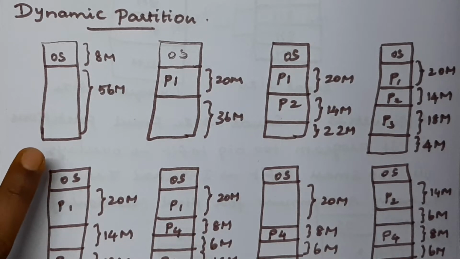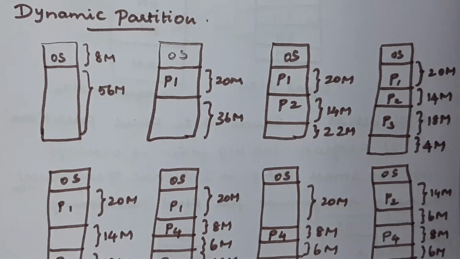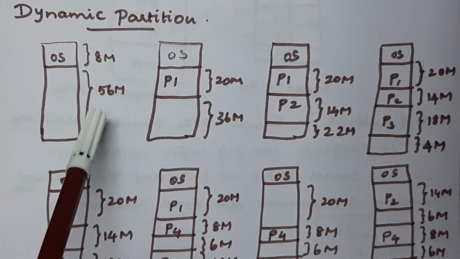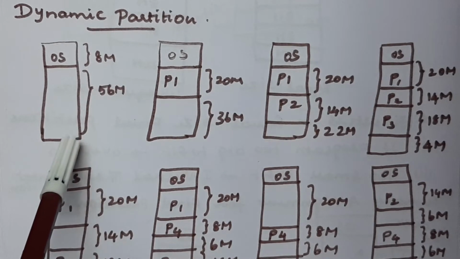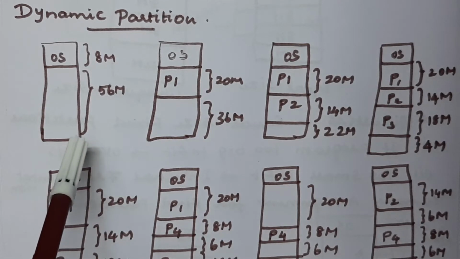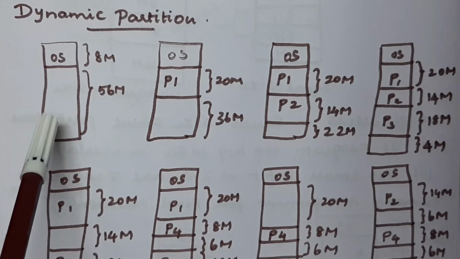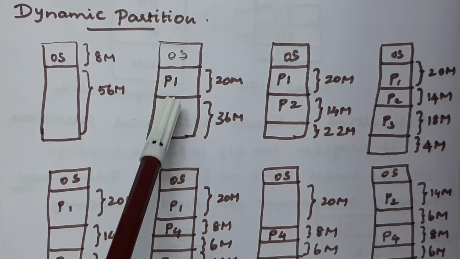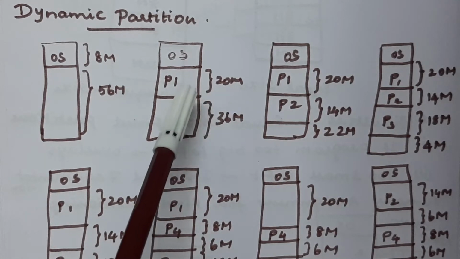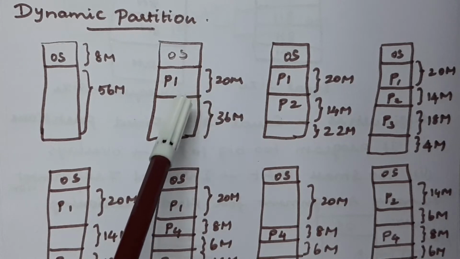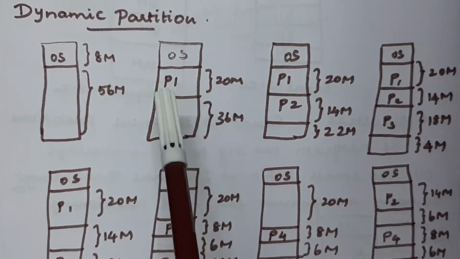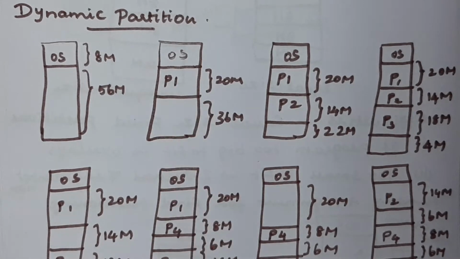The first section is allotted for the operating system, and the size we have given is 8 MB. The remaining entire partition of the memory is given for storing the incoming processes. Based on the process size, we divide the partition and allot that memory to the process. If you look at this, the very first process has a size of 20 MB, so we allot according to its size, dividing whatever memory is enough to fit that process.